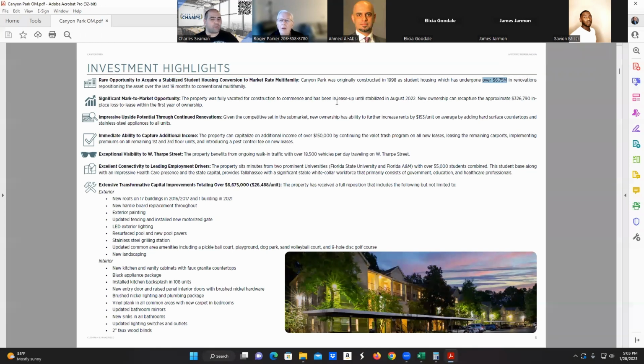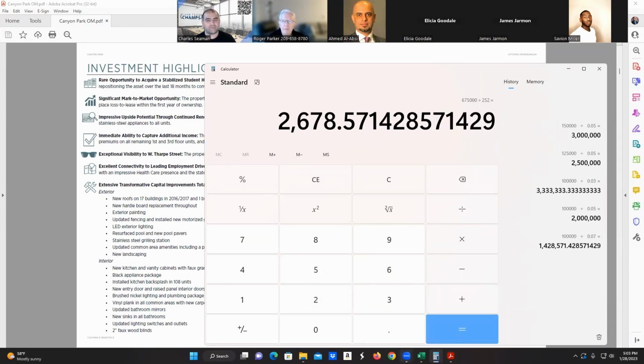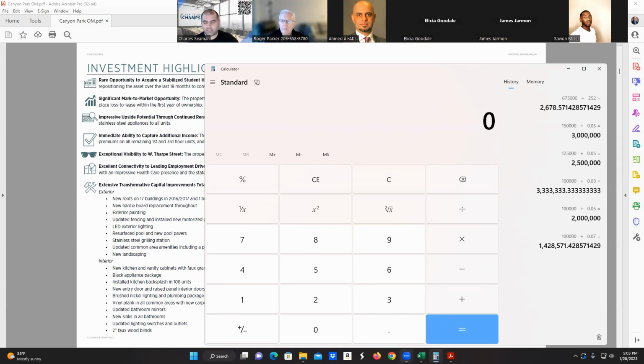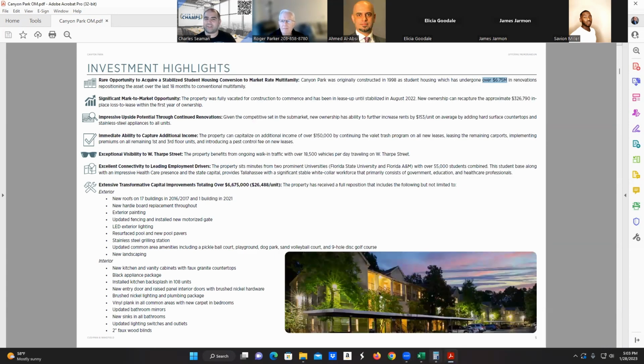Is this property probably almost like new? I would hope so. Right. That's a lot of money. So just to put in perspective, if you take that number and divide it by, what is this property? I think 252 units. Oops, I missed a zero. That's almost $27,000 a unit. That's a lot of money, guys. So that's a lot of money they've invested in this property.